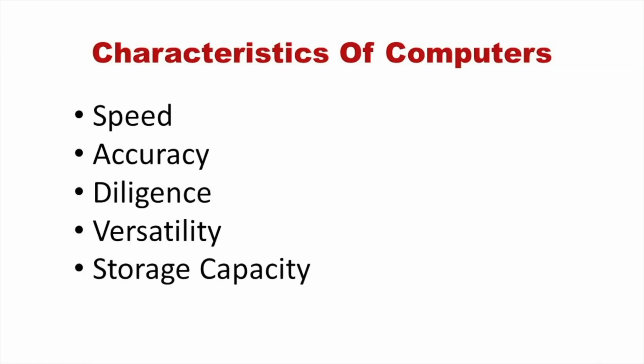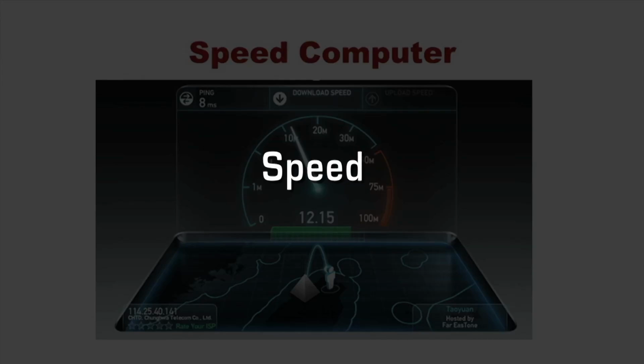Characteristics of a computer. Why do you think a computer is so successful today? The typical characteristics of a computer that have made them so powerful and universally useful are speed, accuracy, diligence, versatility and storage capacity. Let us discuss some of them briefly. Speed.